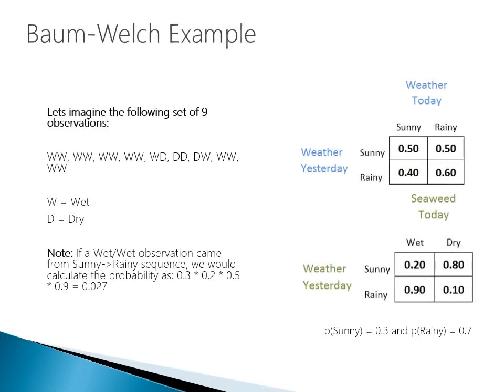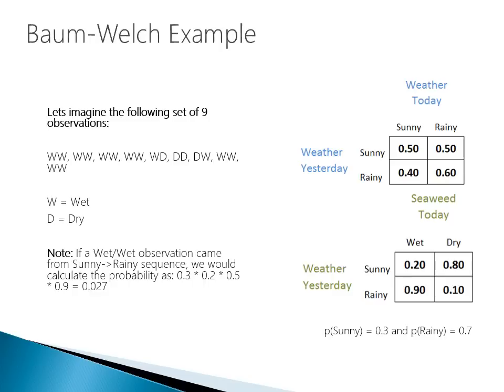So let's imagine we have the following set of 9 observations. Okay. So I have my previous day and my current day's observation where I see wet seaweed and wet seaweed. Then I have another day where I see wet seaweed, and then I have a day where I see wet seaweed, dry seaweed. And I have a day of dry seaweed, dry, wet, and so on and so forth.